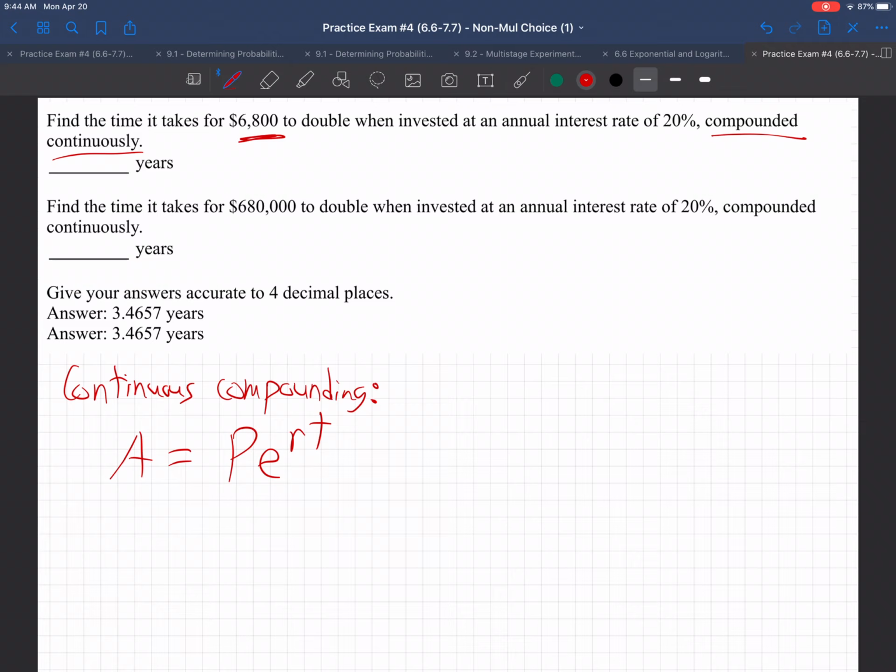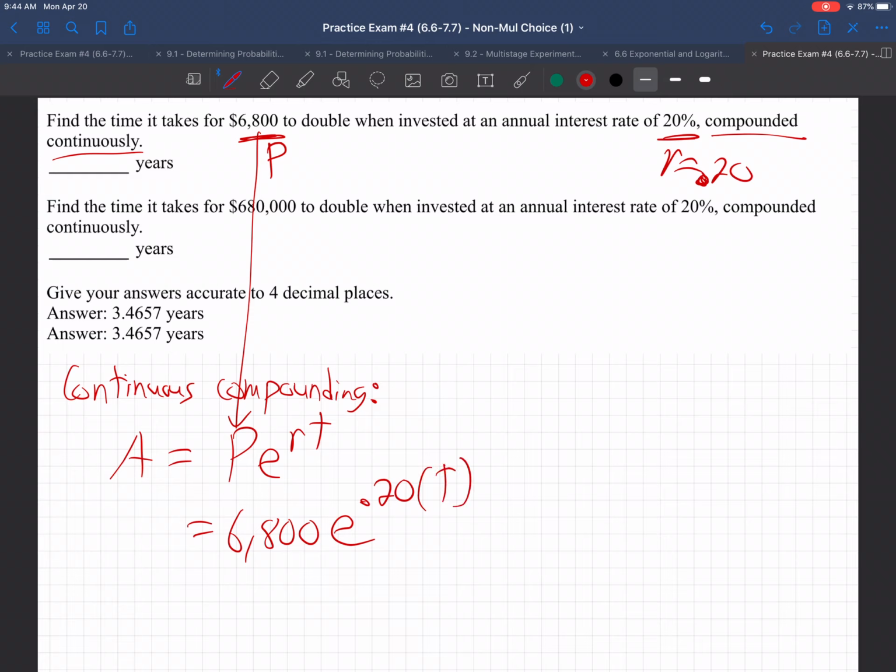Okay, and so we're taking $6,800. So that is the principal. That's what we're investing at the start. 20% is the interest rate. That's the R. This is the P. So R is 0.20. And the T, well, that's what we're trying to find. We don't know T. You don't really need parentheses. Just put a T like that.